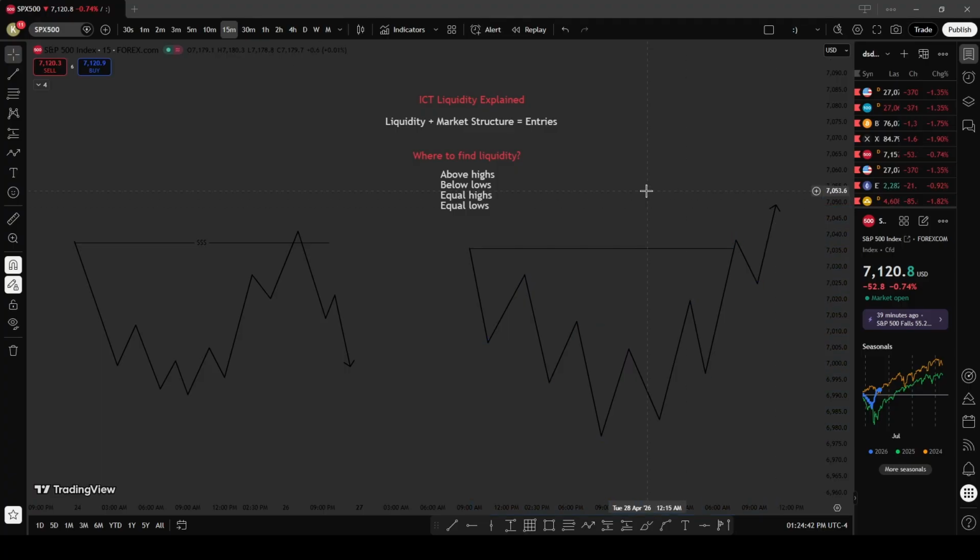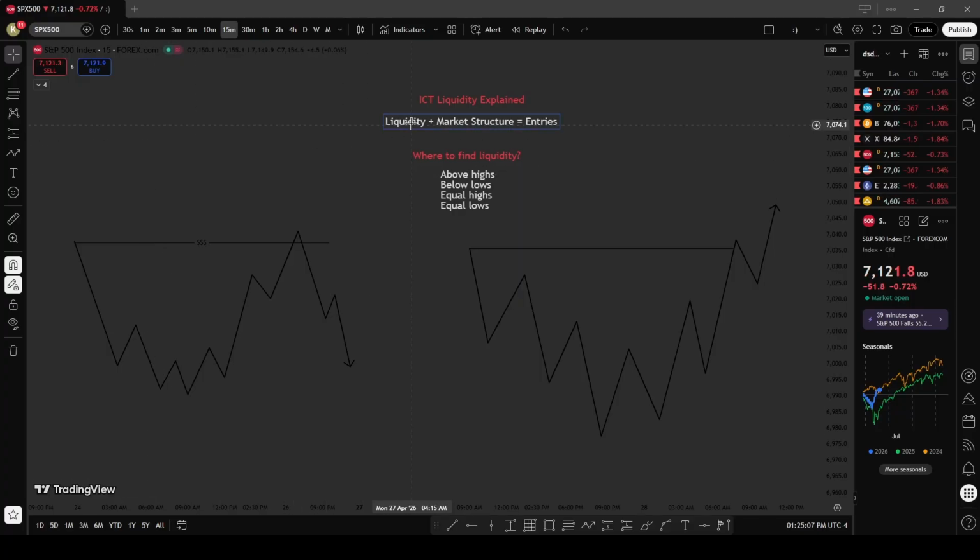So here's the core idea of what liquidity means for entries. As we know, price doesn't move randomly, it moves towards liquidity. And then often it reverses. So instead of chasing price, you want to wait for price to reach areas where liquidity is likely sitting.